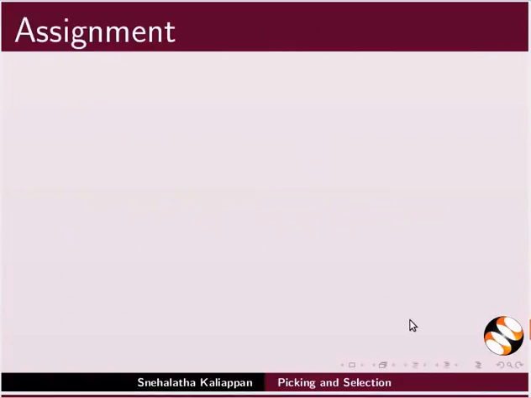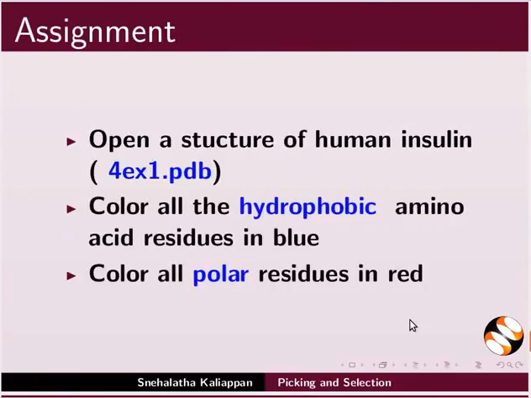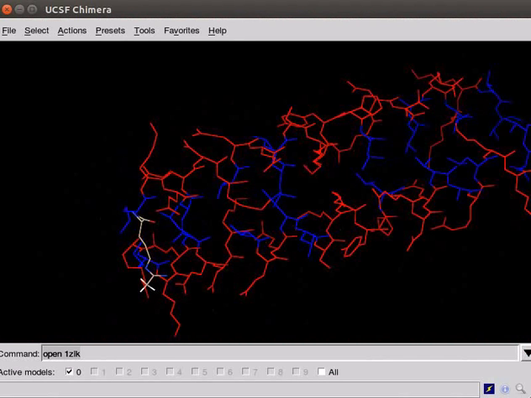For the assignment, open a structure of human insulin, PDB code 4EX1 on the Chimera window. Color all the hydrophobic amino acid residues in blue. Color all polar residues in red. Your completed assignment should look as follows.